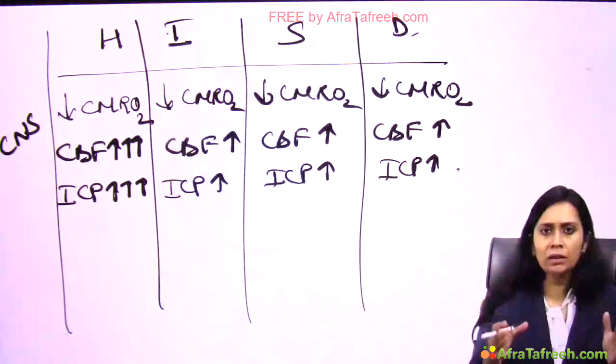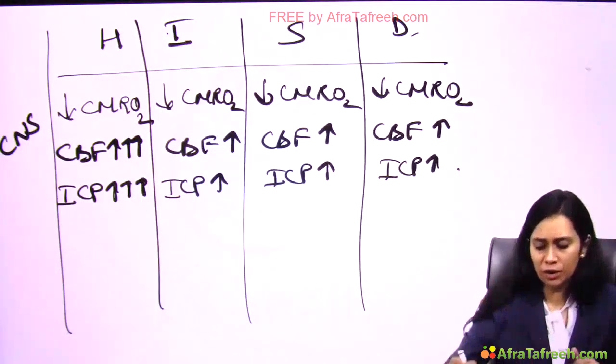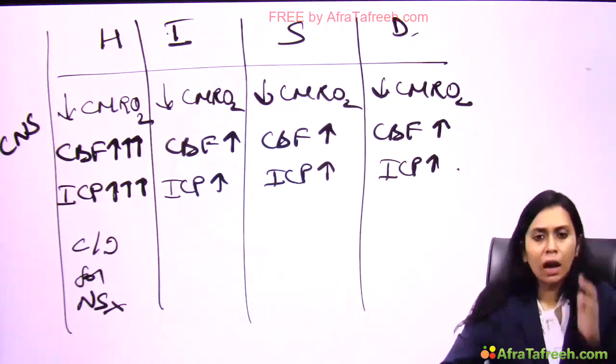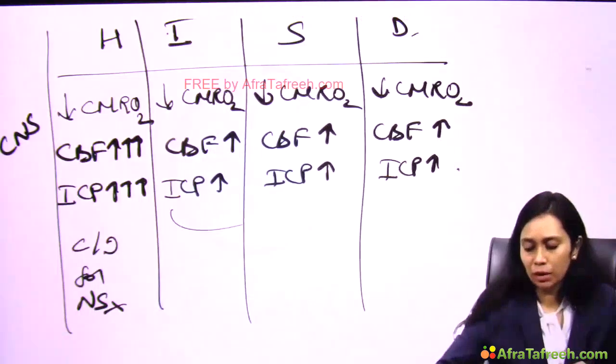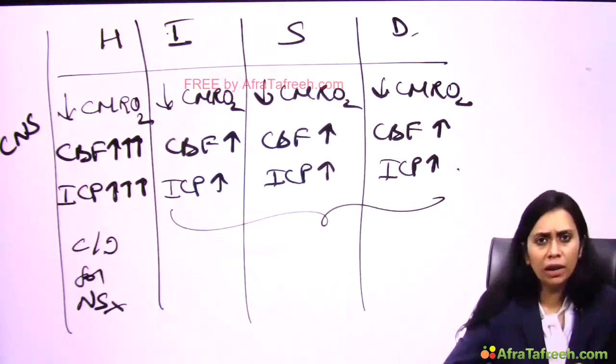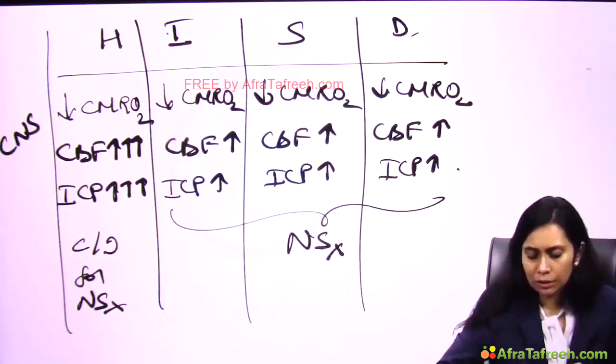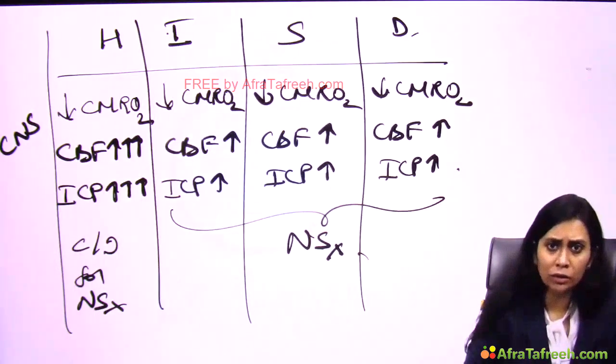If they ask a question in the exam, single best agent for anesthesia in neurosurgery, the answer would be propofol, TIVA, total intravenous anesthesia. Among inhalational, halothane is contraindicated for neurosurgery. ISO, SIVO, DES, all 3 can be used for neurosurgery. They all increase ICP a little, which can be tolerated. So all 3 can be used. ISO is good, SIVO is good, DES is also good.